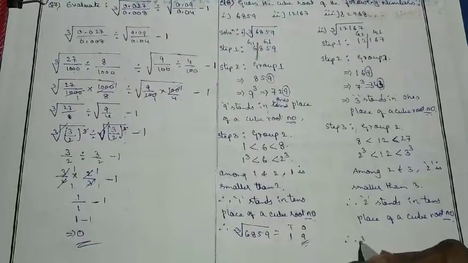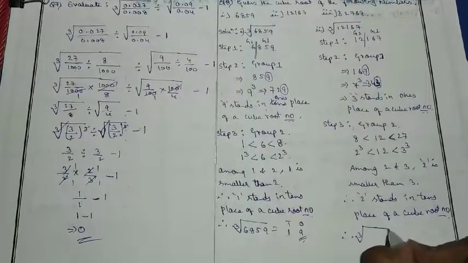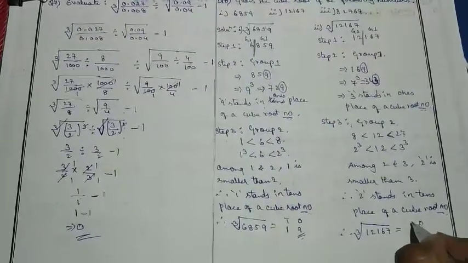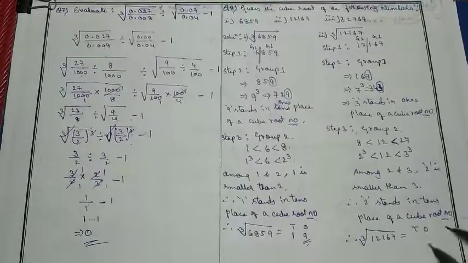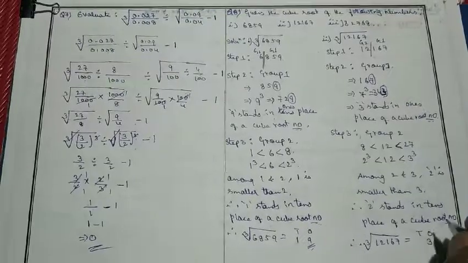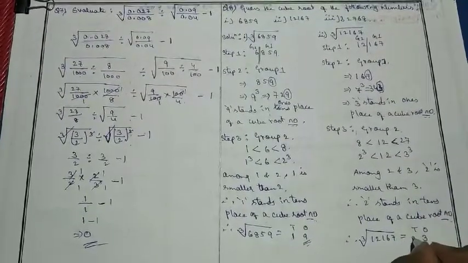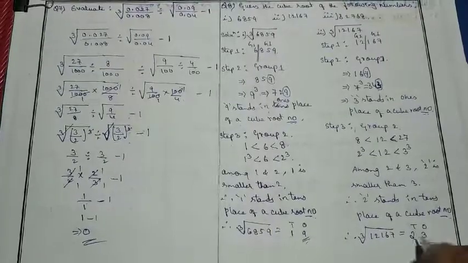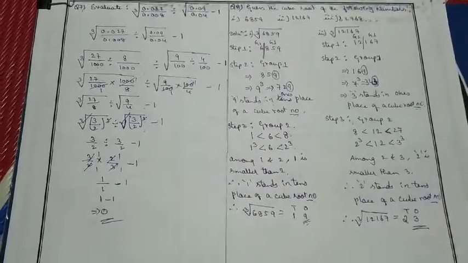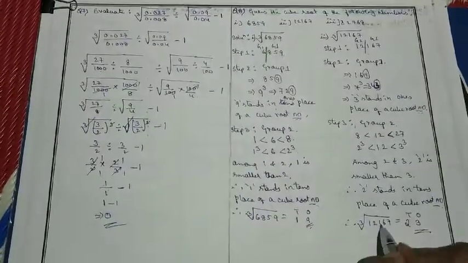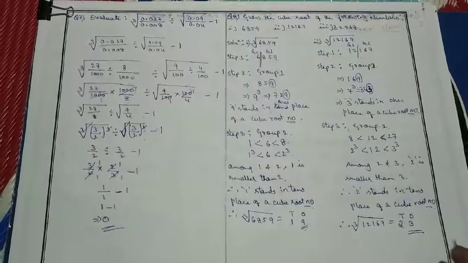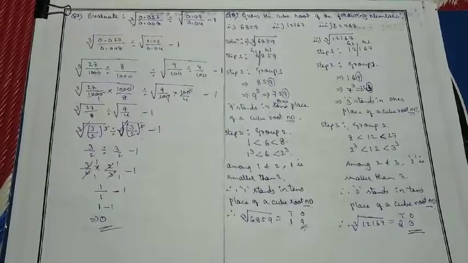Therefore, the cube root of 12167 is made of ones and tens, because we found only 2 groups. In the ones place the number is 3, and in the tens place the number is 2. So 23 is the answer, children. That is, 23 cube is 12167. Whatever cube root numbers are given, for you they will be perfect cubes only, children. There are non-perfect cubes also, which you will study in the higher classes.